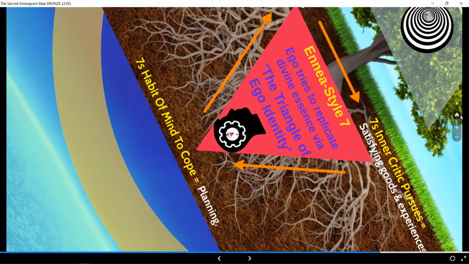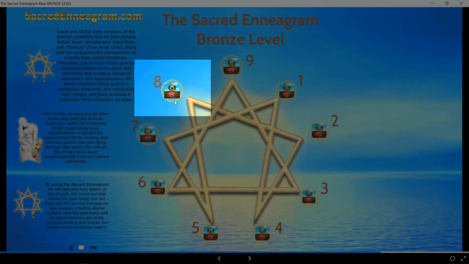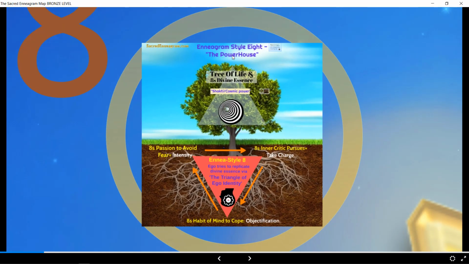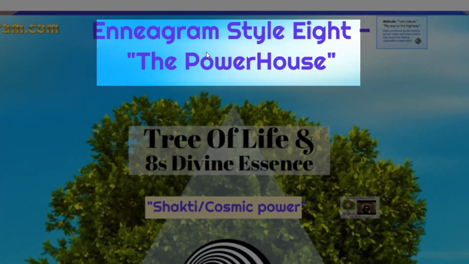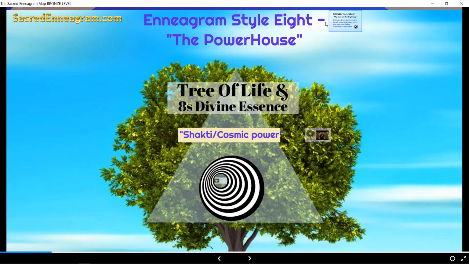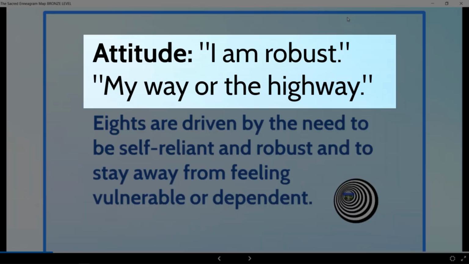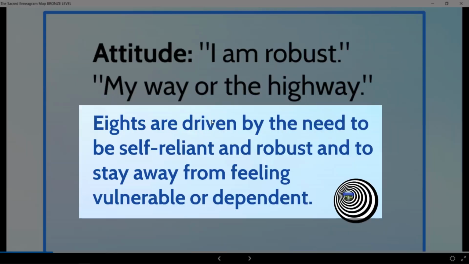Over to Enneagram Type 8 now. Enneagram Type 8, or Enneagram Style 8, is called the powerhouse. Their attitude is, I am robust, my way or the highway. 8s are driven by the need to be self-reliant and robust and to stay away from feeling vulnerable or dependent.